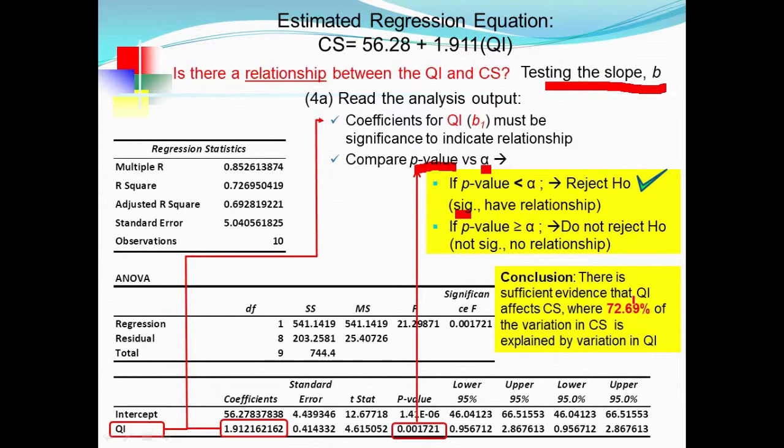Where do we get this value? Basically, we get this value from the R square. R square gives us the idea of how much the independent variable affects the dependent variable.